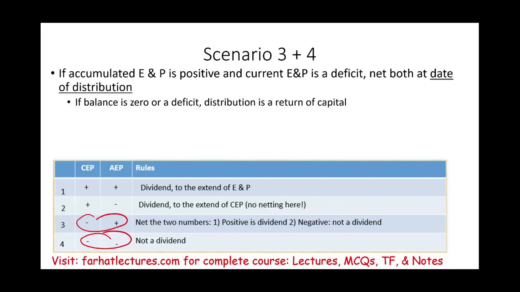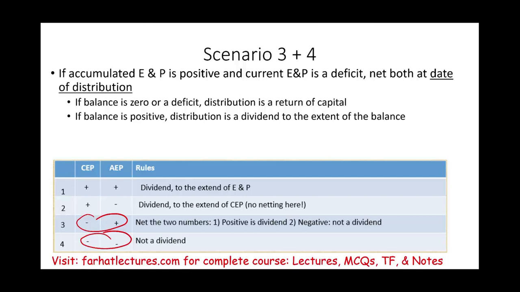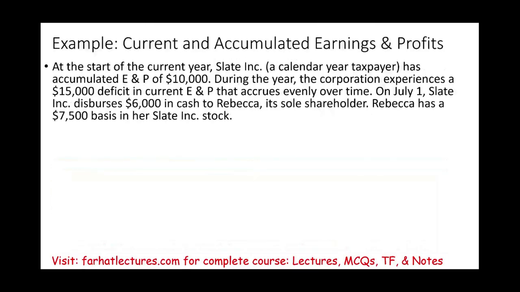If we don't have AEP or CEP, when we net them, it's zero. If it's positive, it's dividend to the extent of the balance in AEP. Let's look at an example. At the start of the year, Slate Inc., a calendar year taxpayer, has accumulated E&P of 10,000. The corporation experienced a deficit in CEP. CEP is negative 15,000 and AEP is positive 10,000. On July 1st, notice in the middle of the year, Slate distributed 6,000 of cash to Rebecca. Rebecca has a basis of 7,500.